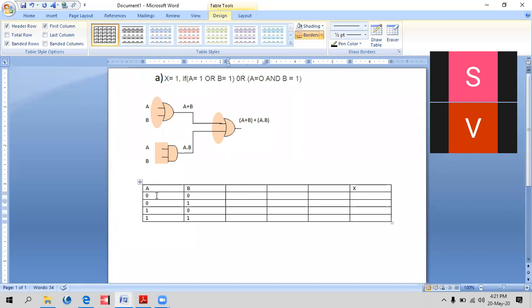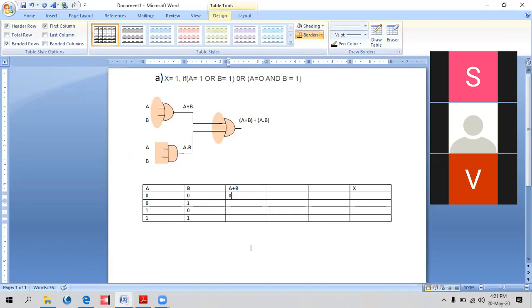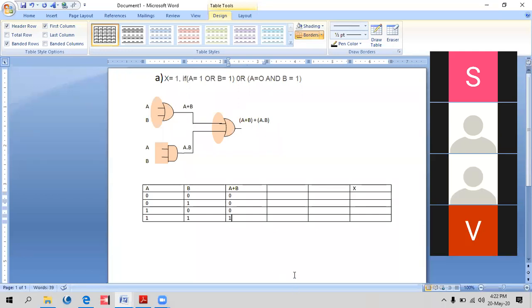Here we can calculate. We'll calculate this one, A plus B. So we'll have it as A plus B. Can someone tell me the answers for that column? First is 0. And 0. And 0, 0. 0, 1. 0, 1, 1, 1. Yeah, the rest of it is 1.